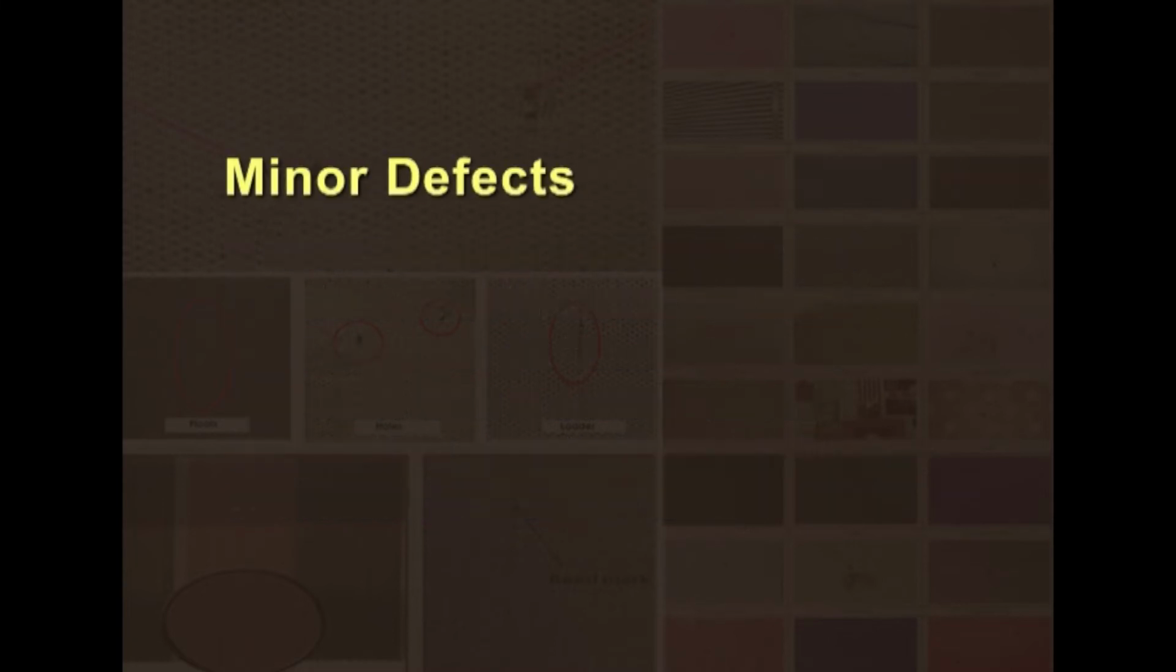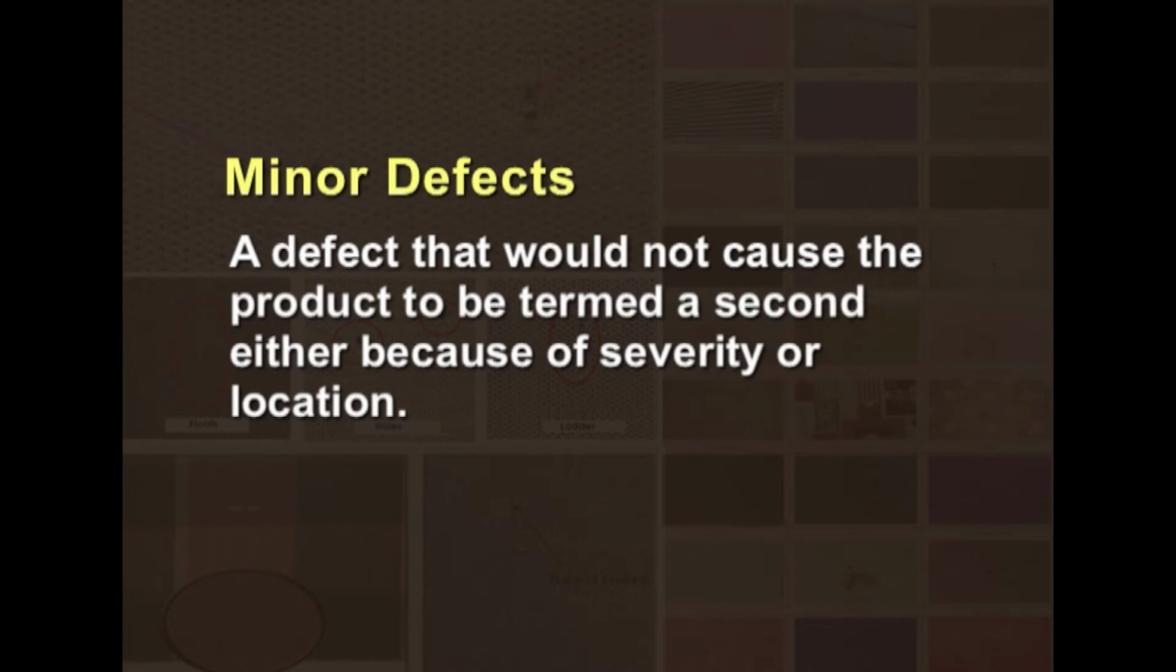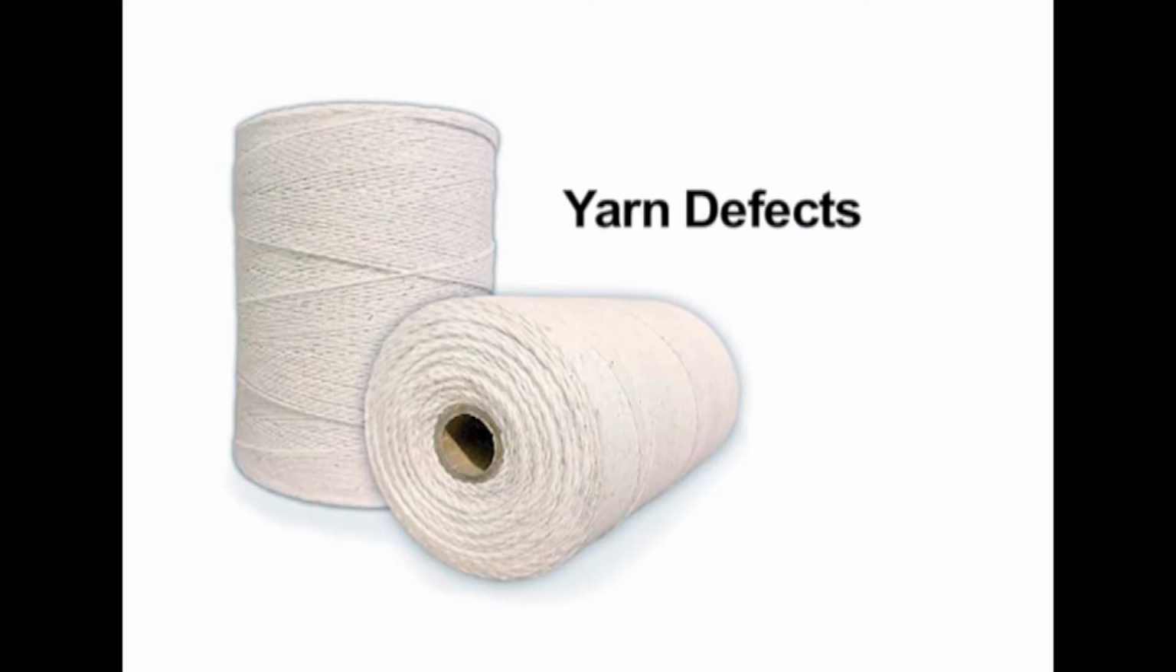And a minor defect is a defect that would not cause the product to be termed as a second, either because of severity or the location of the particular defect in the fabric. When inspecting piece goods prior to cutting, it is necessary to rate questionable defects as major, since the inspector will not know where the defect may occur on the item. So, we will see first of all what are the yarn defects that come onto the fabric and again make defects in the material.